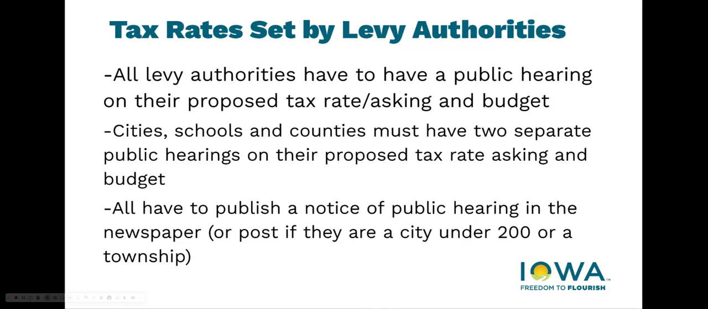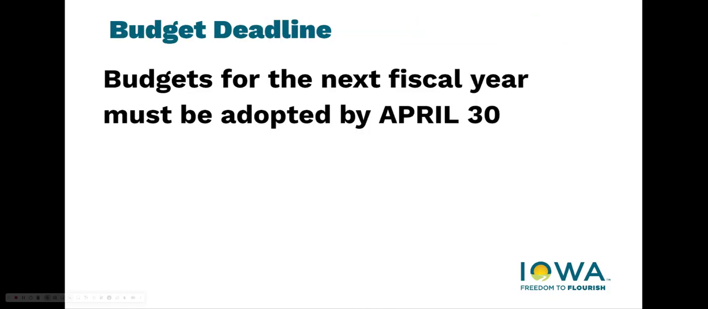All of these entities have to publish a notice of that public hearing in the newspaper. Cities, counties, and schools have an additional mailer that's sent out to property taxpayers regarding one of their hearings. But there is public notice given via a newspaper, or if we're talking about a township or a city that's under 200, then they actually post notice of their public hearing on the budget.